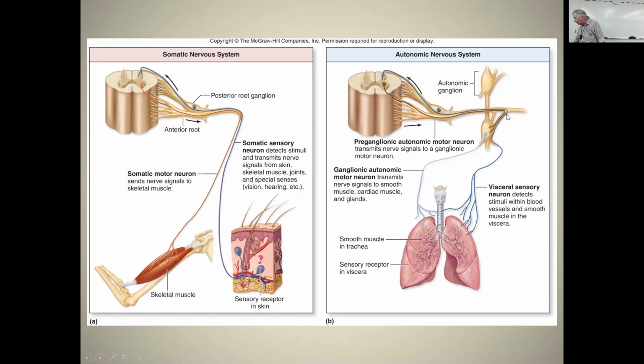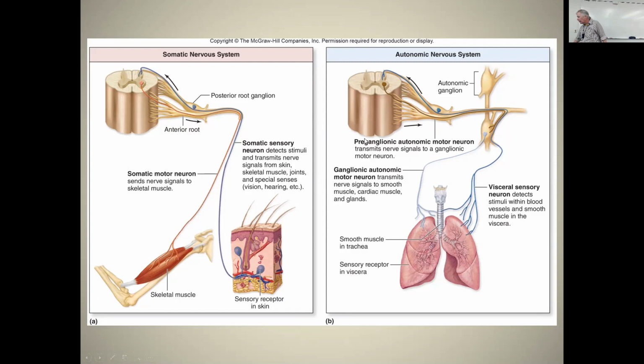Here's the ramus communicans. This is a white ramus, and that's a gray ramus. The white ramus is because those fibers are myelinated. The postganglionic axons are not myelinated. But anyway, the postganglionic cell body is going to be in a ganglion, which remember is a cell body outside the central nervous system. In the sympathetic nervous system, they're closest to the spinal cord. In the parasympathetic nervous system, they're close to the organ that's being innervated. That's one anatomical difference between these two parts of the ANS that we'll get to later on.